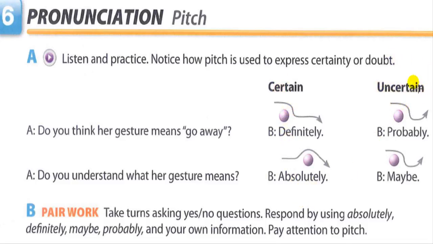Uncertain, I am not sure. Do you think her gesture means go away? Probably. I can say it in an American accent or in a British accent, probably. Both are correct. Here the sound goes higher, as if it's a question. I am not sure, so I say maybe. So the sound goes higher, as if I'm asking a question.